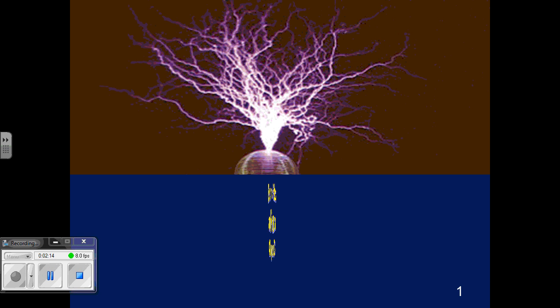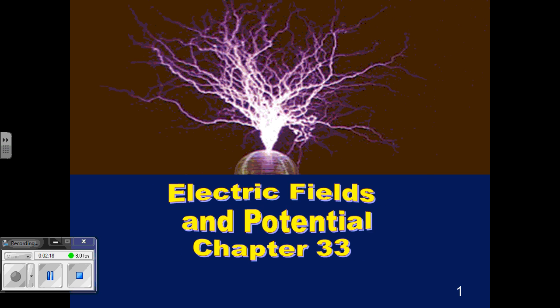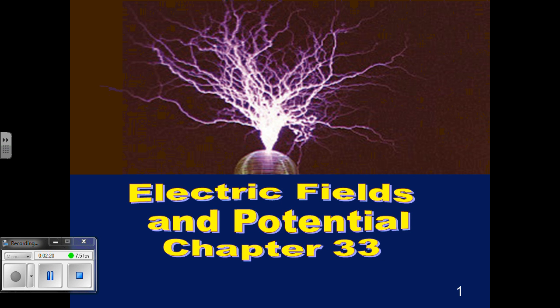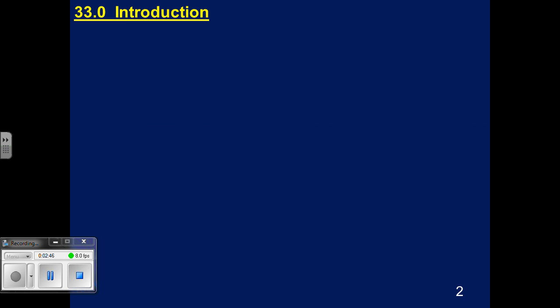And we have to look at this idea of electric fields and potential. The big idea for the chapter is that an electric field is a storehouse of energy, and then we can use that energy to do work for us. So an electric field is a storehouse of energy. Energy is useful because it can do work for us. Static electricity isn't very useful, but energy in motion is useful.